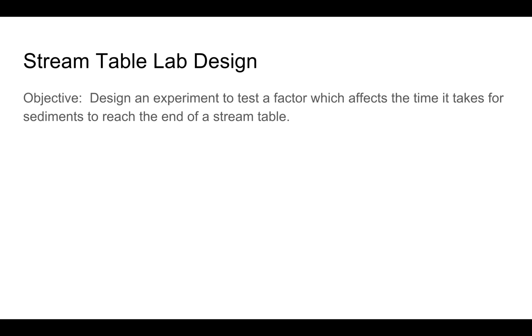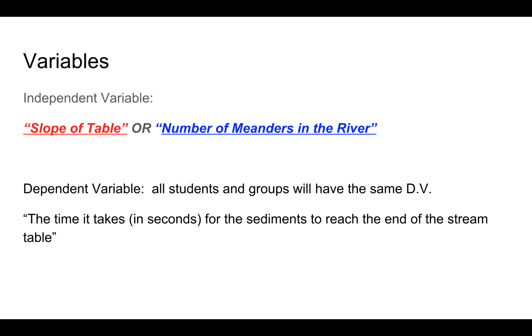Your objective today, we will not be playing with stream tables today, but your objective today is to design an experiment to test a factor which affects the time it takes for the sediments to reach the end of the stream table. You are simply designing today. You are not doing anything else. What does that require? It requires your notebook, a pen or a pencil, and a guideline. I'm going to walk you through the guideline.